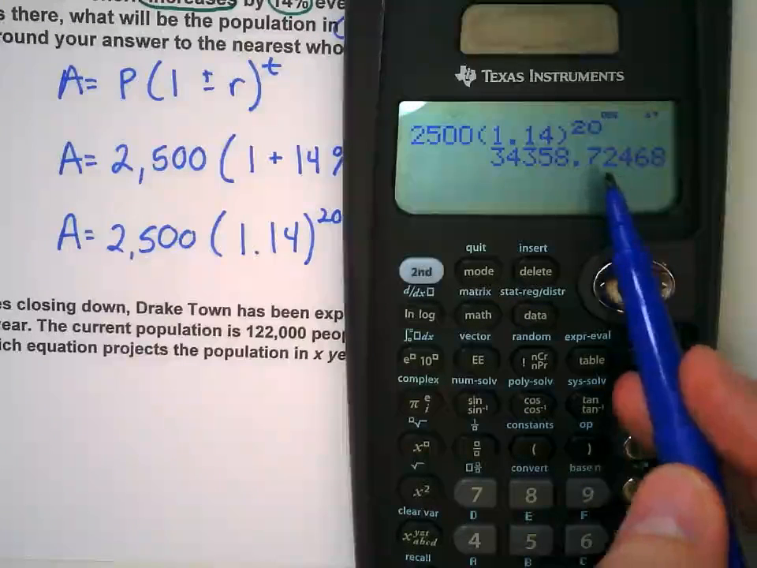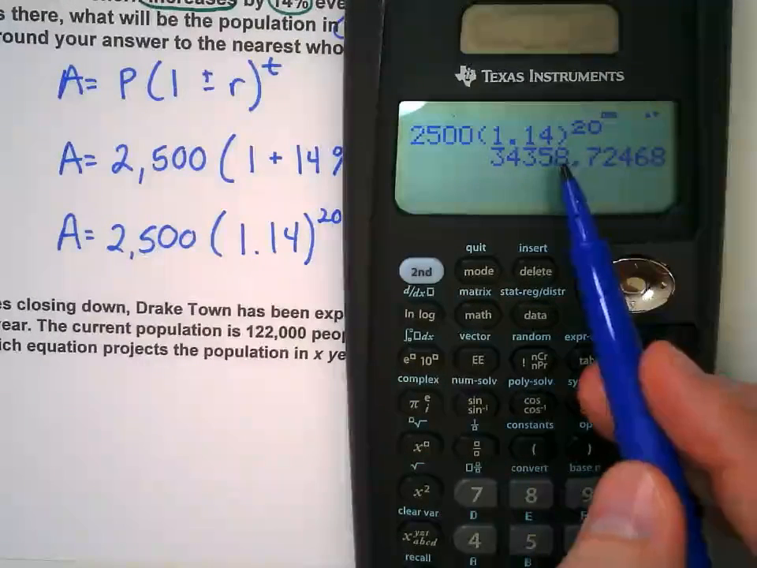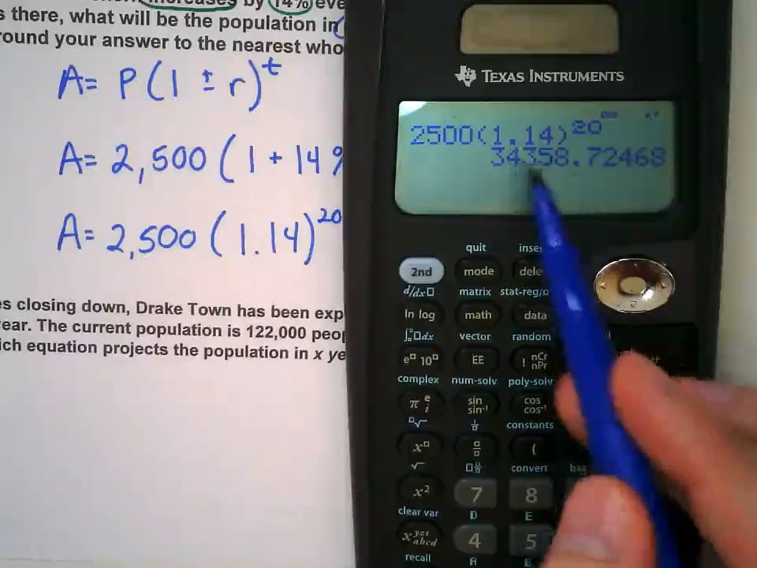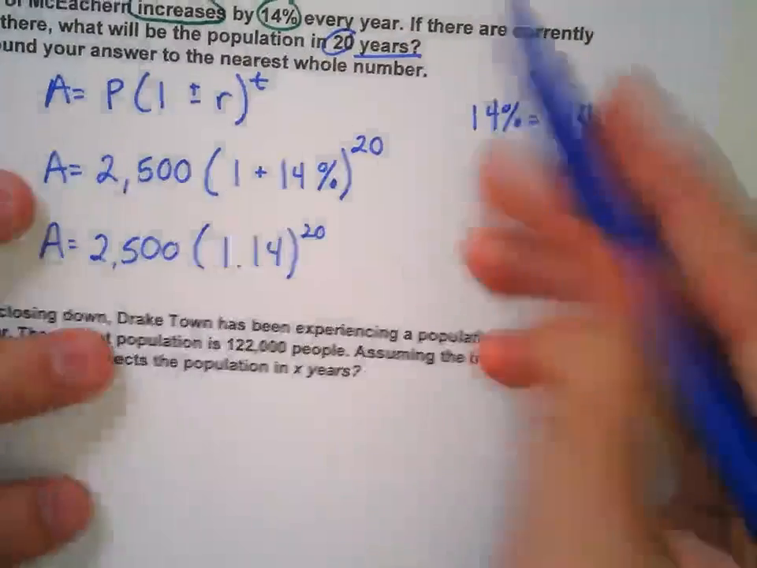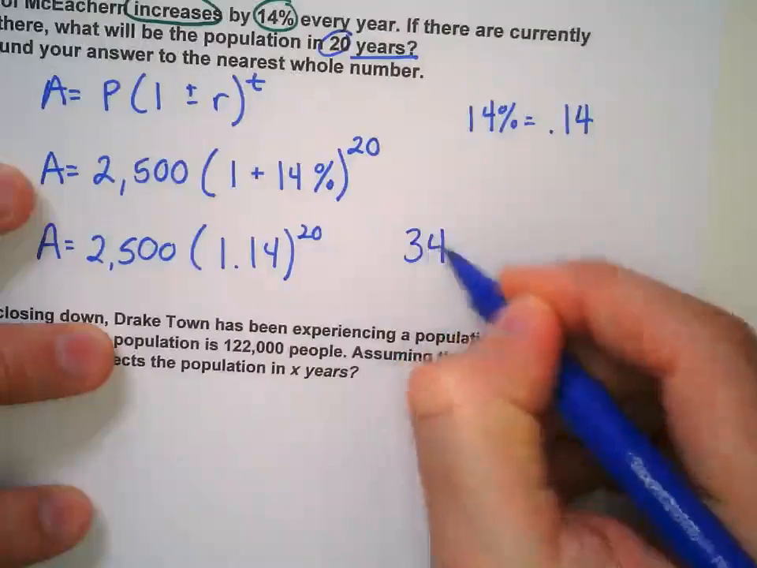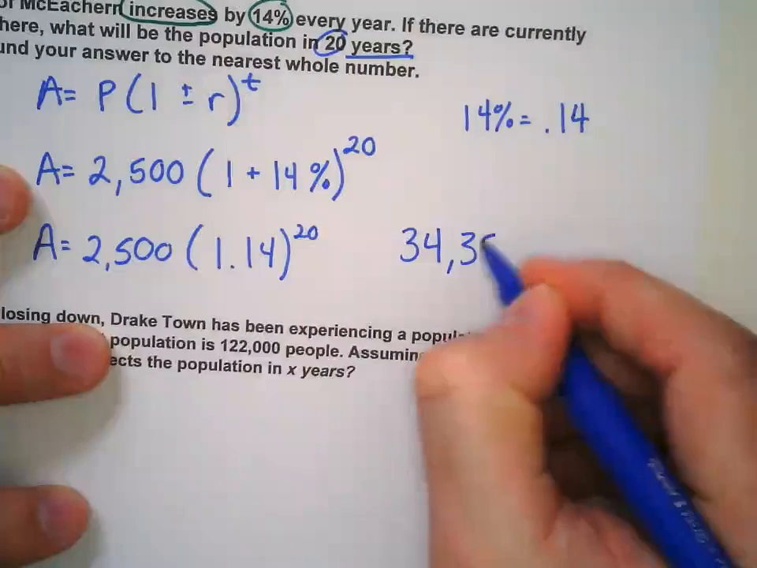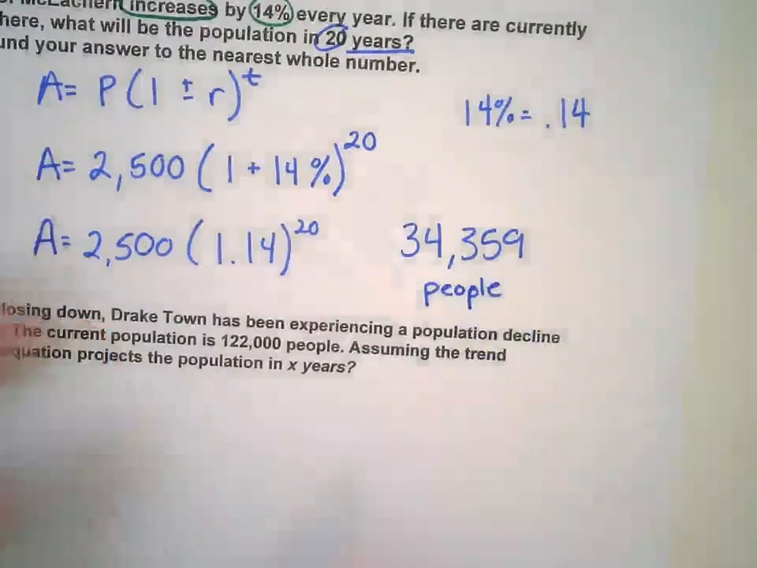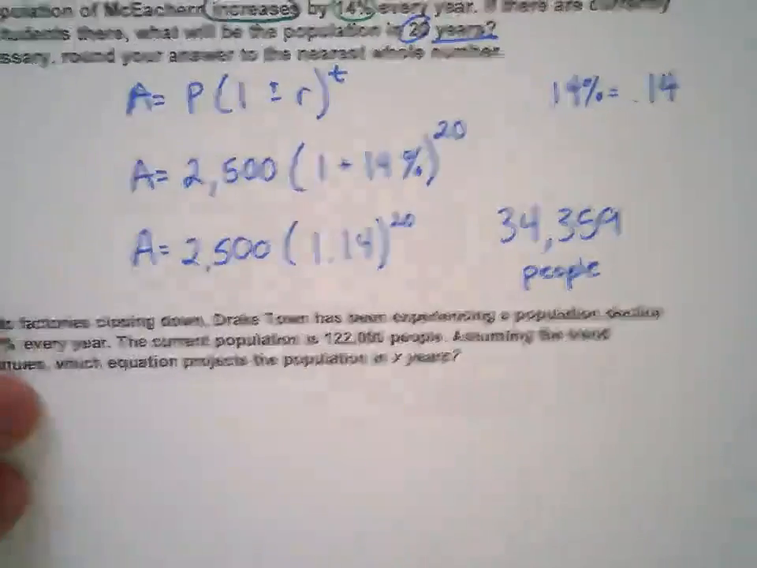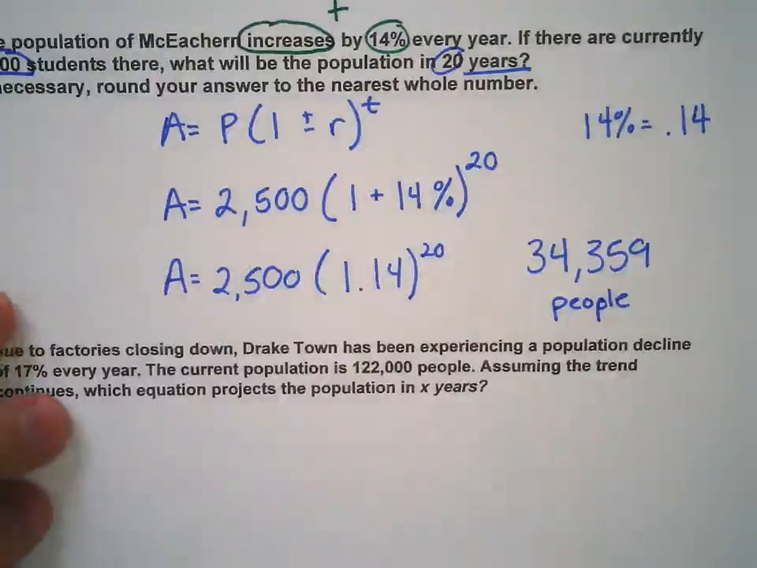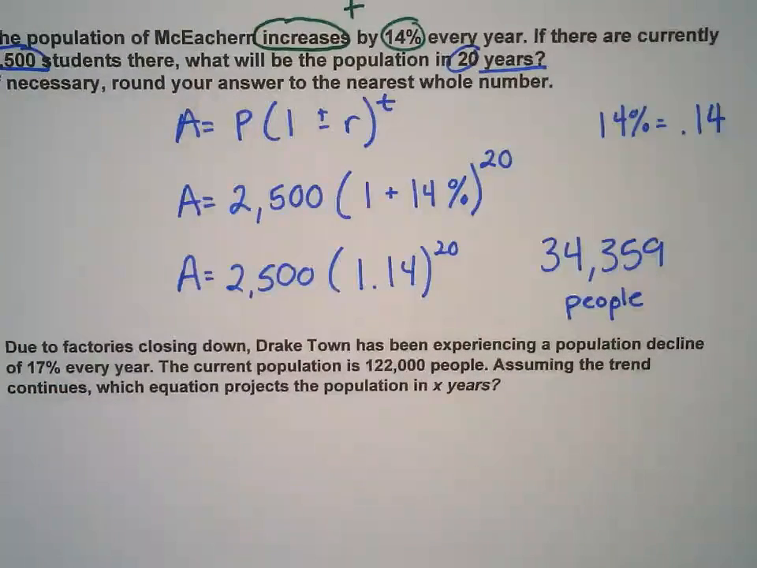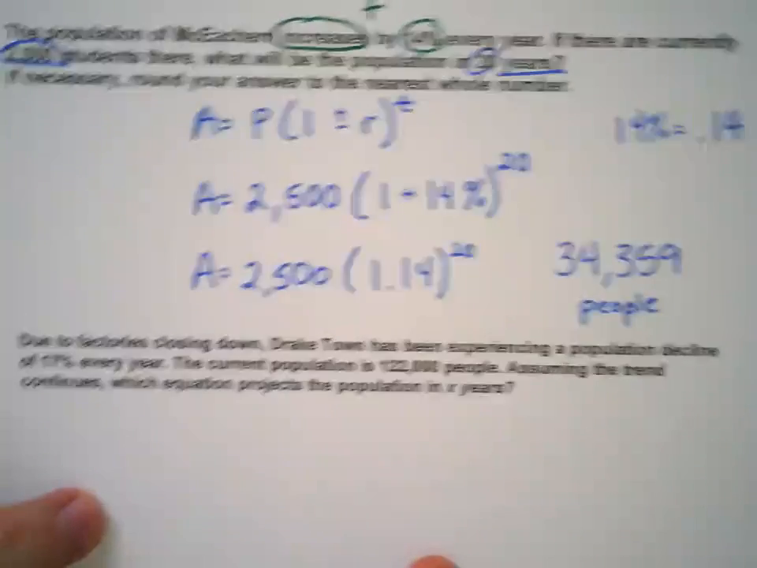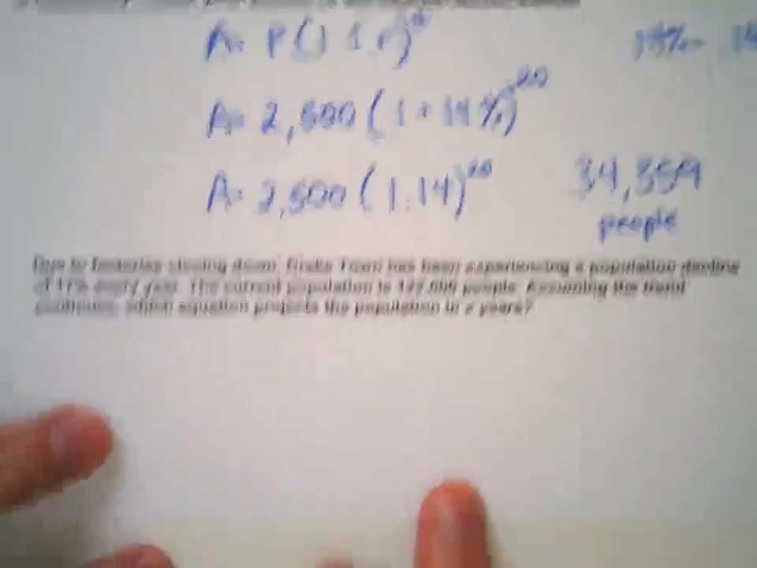But remember, we're going to round. So we look at this 7.2 right here. The 7 is going to round that 8 to a 9, and that's going to be a whole number. So 34,359, and that's going to be people, or students. We're not dealing with money right here. So that 2,500, if it is a 14% gain every year for 20 years, we're going to have 34,359 students by year 20, which is a lot.